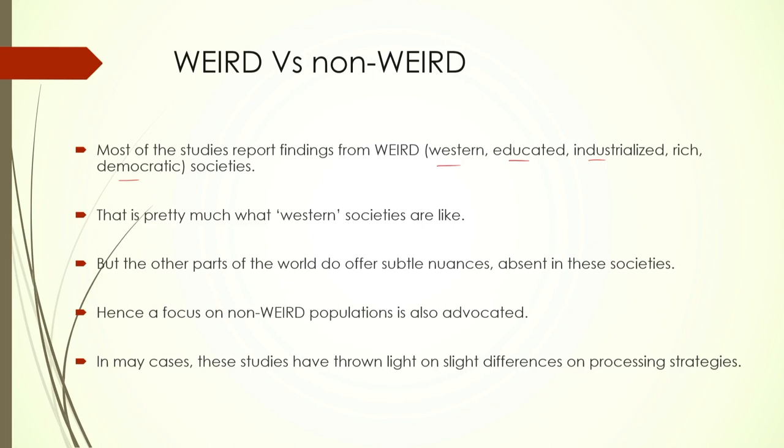For example, countries like India can offer a lot of important insights on bilingual language control as well as bilinguals' control on executive functions. Countries like India, where multilingualism is the norm. In Western societies, till very recently, monolingualism was the norm. Bilingualism has become more common only recently. But in many Asian countries, African countries, multilingualism is the norm. Even today, it has been for hundreds of years.